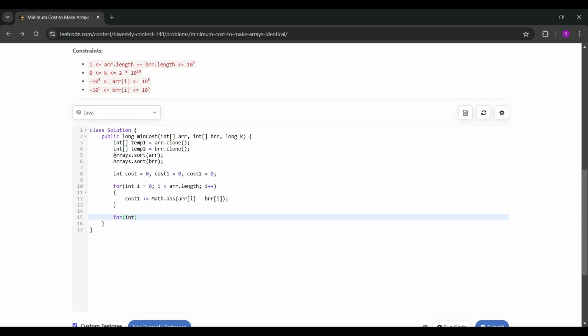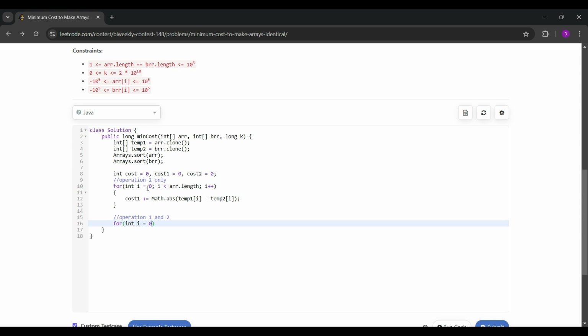So for cost 2 we are making use of, sorry, this is temp 1 because we are not sorting the array in this. We are checking it without sorting. That is, we are just performing operation 2 only. I have mentioned it in the comment section. Now operation 1 and 2. So for this I have to make use of the sorted arrays.